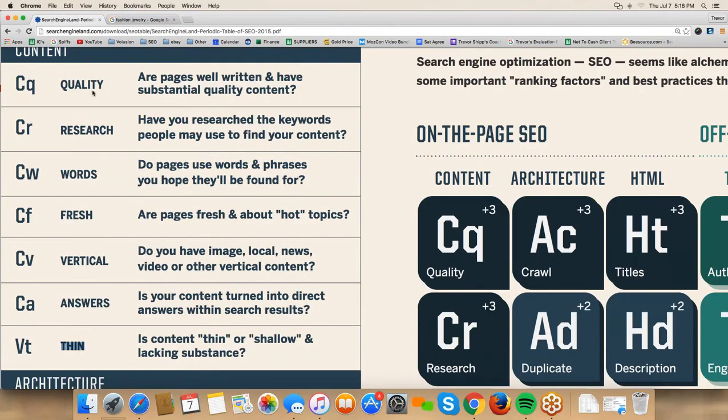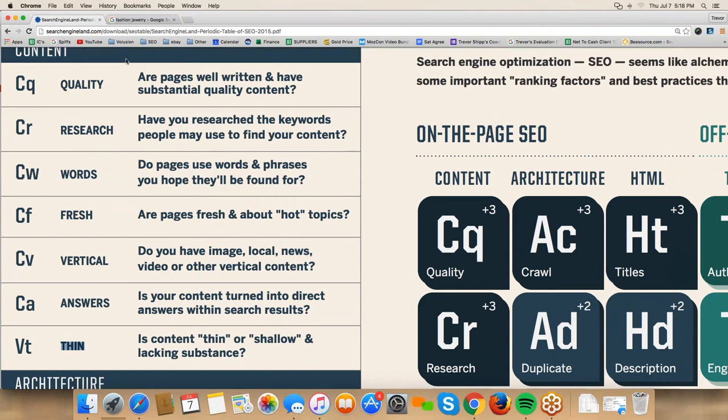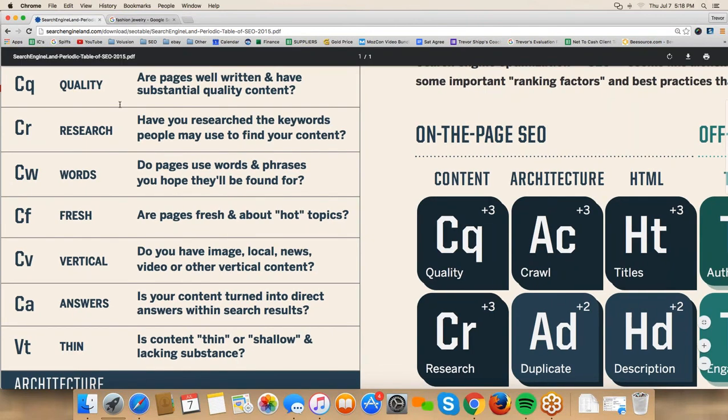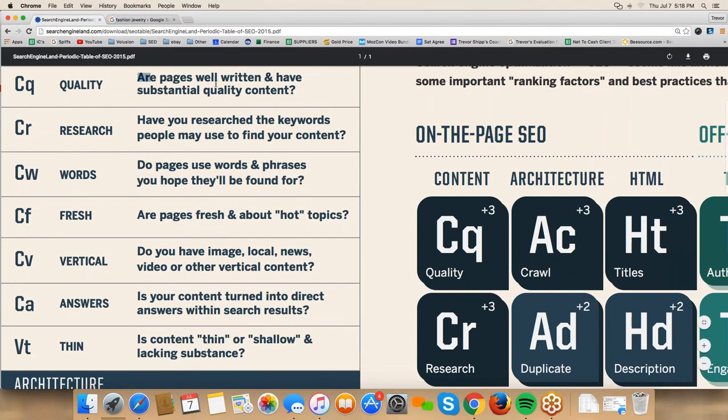So what about content, right? Well, let's look through some of the things that the periodic table suggests. Number 1, you'll see here at the very top, and the order does matter, by the way. So what's listed at the top is weighted more heavily than maybe going down. But number 1 is quality. And here's the question that's asked right here: are pages well written and have substantial quality content?